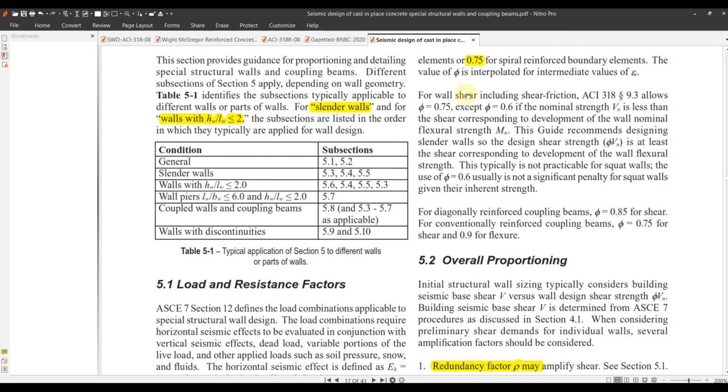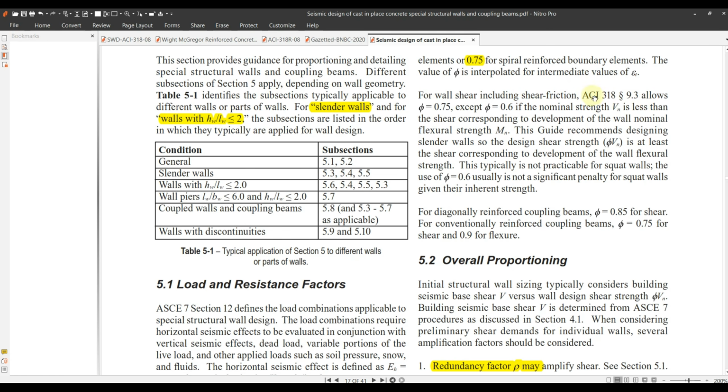Then for wall shear, this is important. For wall shear, including shear friction, there are two types of shear. One is the shear force. You design your cross section for the applied shear force. This is the wall shear. And shear friction is when you provide a construction joint: you construct a floor, and then after 1 month you construct another floor, or you construct another wall. So wall on wall there is a joint. That joint is cold. There is no monolithic connection between the concrete. So you need to design for shear friction at that joint.